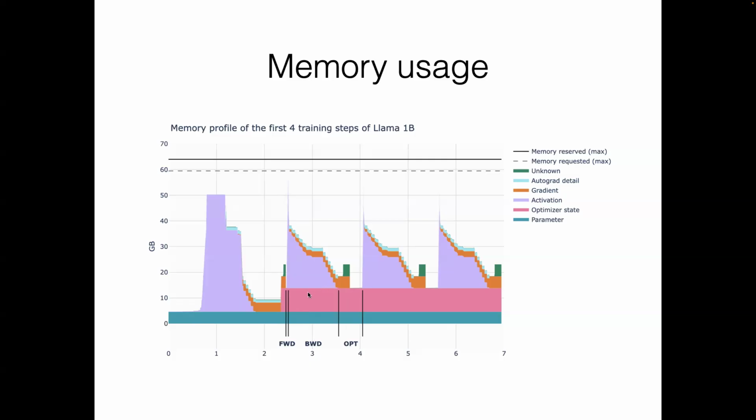And then in pink, we have the optimizer state. Right at the beginning of training, the optimizer state hasn't been initialized. And then you can see it here, and it stays constant throughout training. And then here, as you're performing the backward pass, maybe you can free up some of the memory from the activations, and then you start over again.